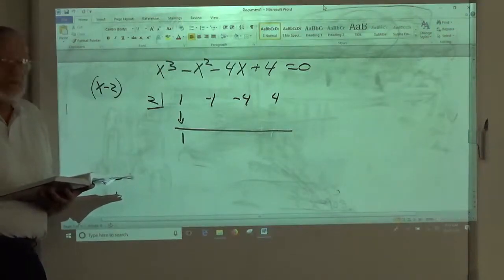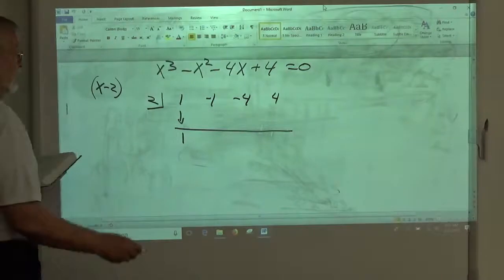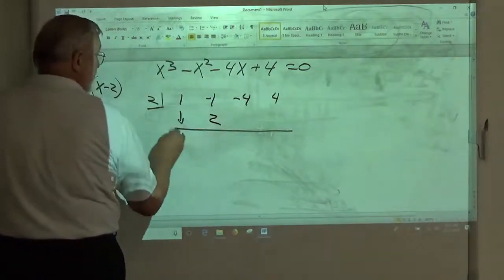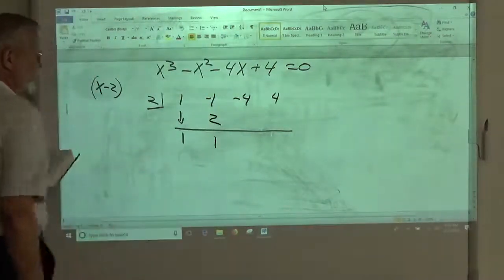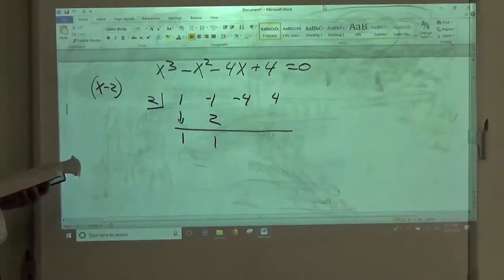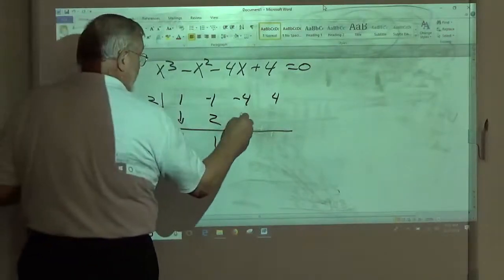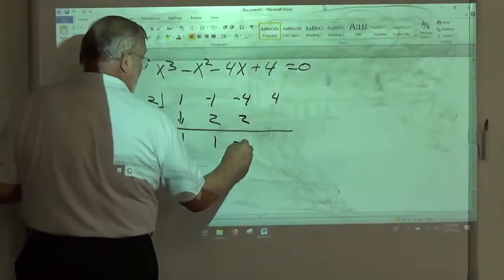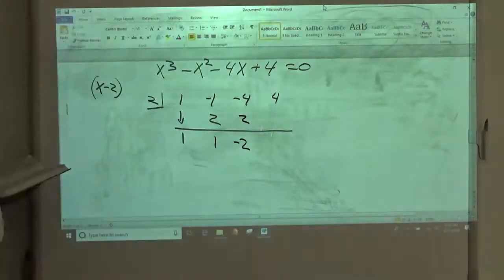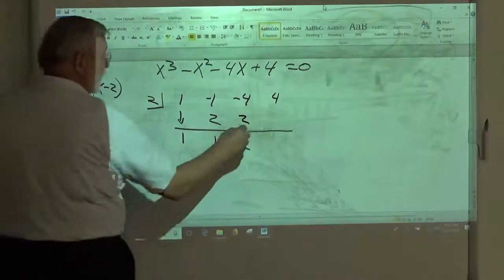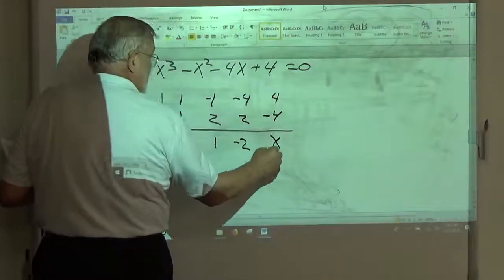Alright, now what is 2 times 1? 2. Right, when you add them together, you get 1. Now, what's 2 times 1? 2. Add them together. And what is 2 times negative 2? Negative 4, which makes my 0.